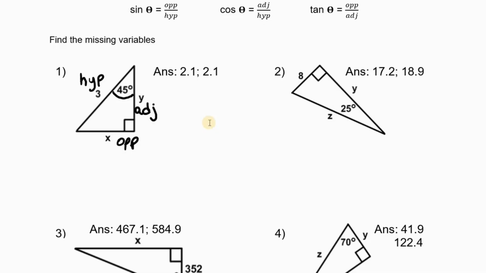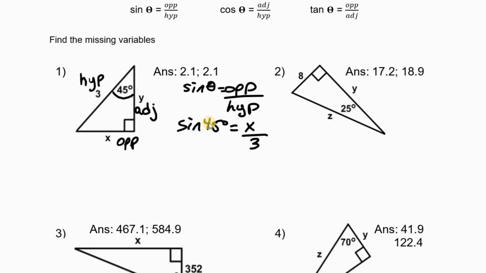And we could basically choose right now, which one do you want to solve for first? It doesn't really matter at all. But we are going to be solving for both of them. So let's go with the sine function first. So we have sine of theta is equal to the opposite over the hypotenuse. So we have sine of the reference angle, which is 45 degrees, is equal to the opposite, which is our x, divided by 3, which is the hypotenuse.